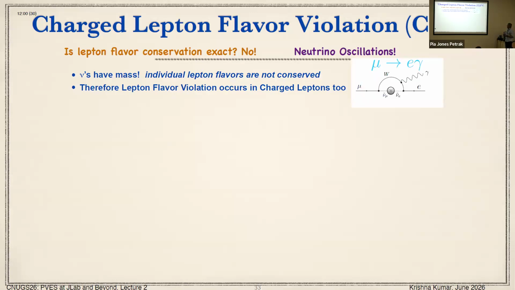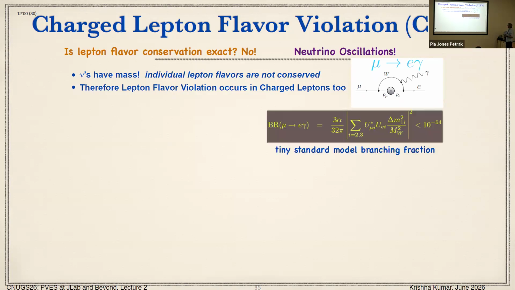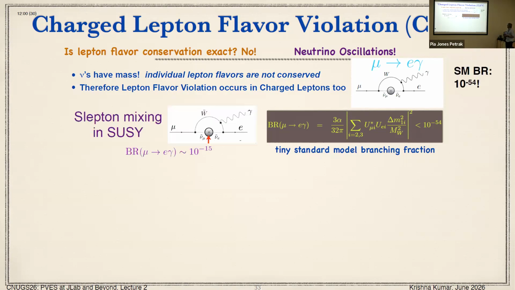That means mu to e gamma can happen. Okay? So a muon, then inside, virtually, you have neutrinos oscillate here, and you end up with mu to e gamma. So theoretically possible now in the standard model. However, you do the calculation, and you end up with neutrino mass squared over MW squared. That's a tiny number, 10 to the minus 54. So you're not going to see it. It's possible, but you're not going to see it. Branching ratio is 10 to the minus 54.